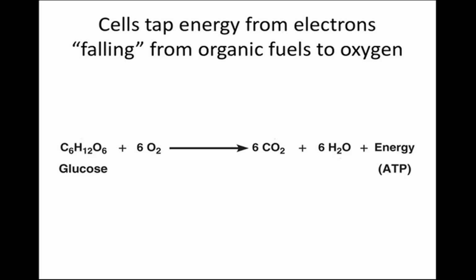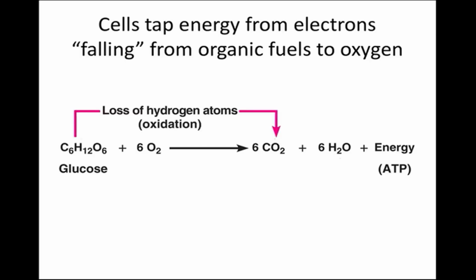In a redox reaction, the loss of electrons or hydrogen atoms from one substance is called oxidation. Notice here that glucose, which is made up of carbon, hydrogen, and oxygen, is converted into carbon dioxide. We say that this is an oxidation reaction because there is a loss of hydrogen, as we notice that carbon dioxide does not contain any more hydrogen atoms.